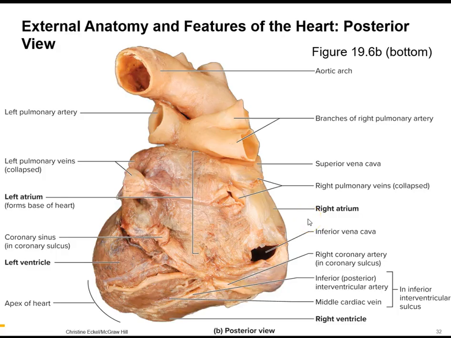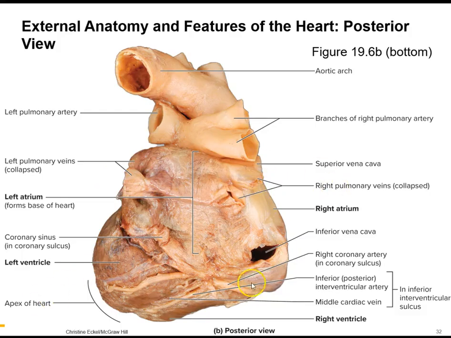Okay, here's the posterior view of the heart, and just to get you oriented, this big sac right here that we're looking right at is the left atrium. Below it is going to be the left ventricle. You can see part of the right ventricle from the posterior view as well, and you can also see part of the right atrium. You can see the pulmonary veins coming into the left atrium. So here's one vein, here's another vein, here's the third vein, and here is the fourth vein.